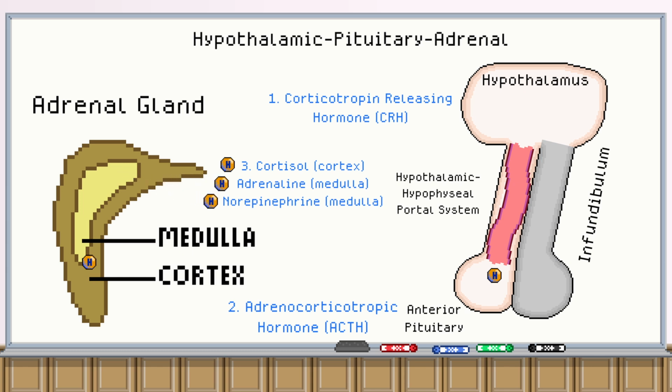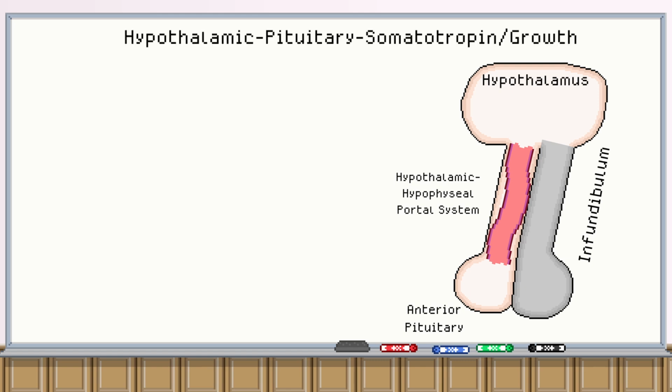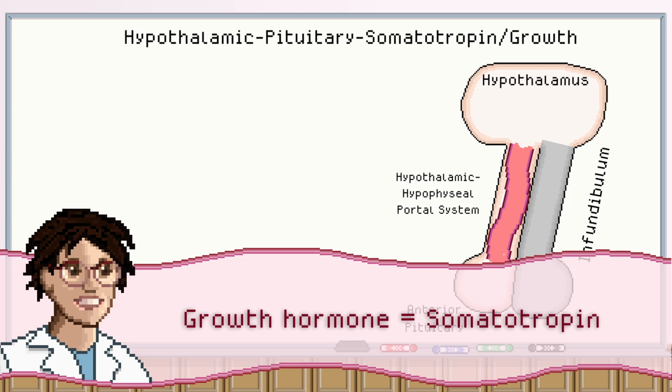Notice how this is basically the same pattern as we saw before with the thyroid gland, except this time we have different hormones and a different target. I hope this is making sense so far. Let's take a look at our third axis, the hypothalamic-pituitary growth axis, or hypothalamic-pituitary somatotropin axis. Growth hormone and somatotropin are the same thing.